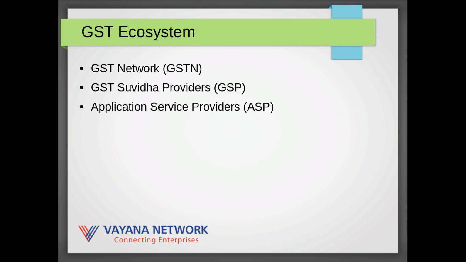Now a little bit about the GST ecosystem. GST ecosystem has the following players. There is a core GST network. That's a centralized system operated by a body formed by various financial institutions and the government of India. There is a series of GST Suvidha providers, which are referred to as GSPs, and a range of application service providers who are referred to as ASPs.